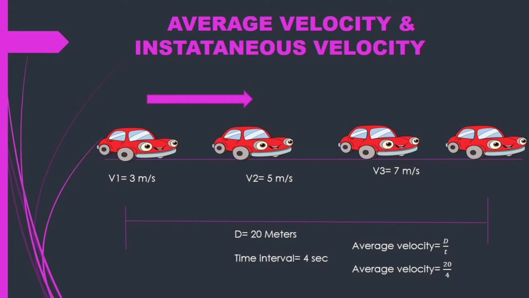Average velocity is the distance covered over the time in particular direction. Here, we can calculate the average velocity as distance, that 20 meters divided by time, that is 4 seconds. So the average velocity shall be 5 meters per second.